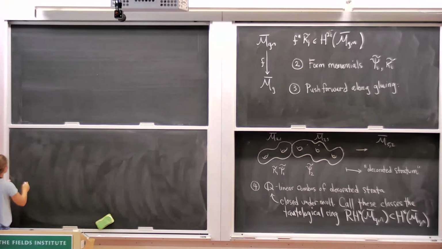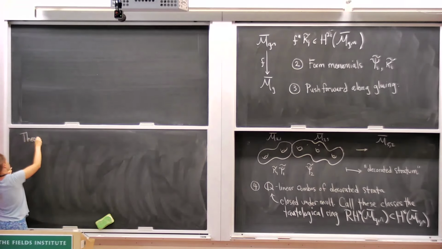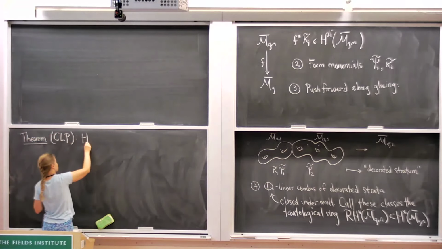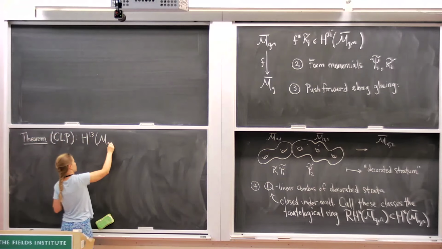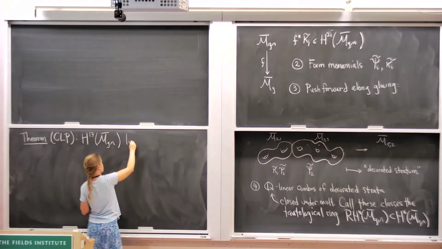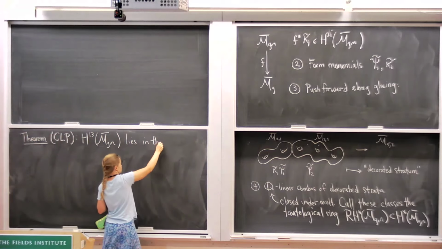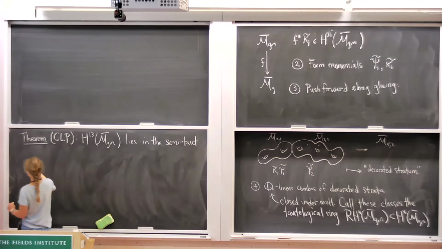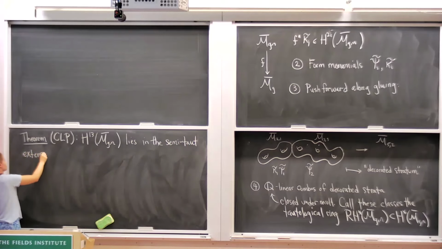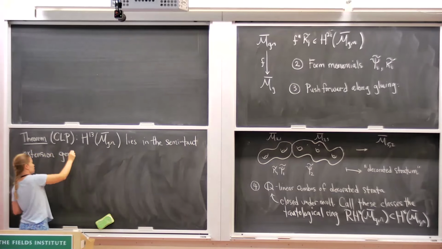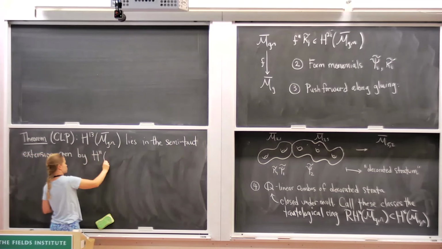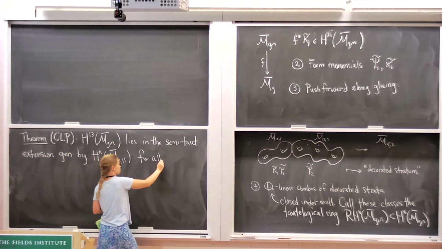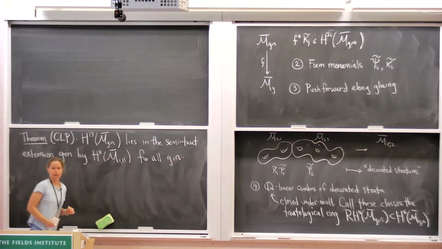So our theorem for degree 13 is that H^13 of M_{g,n} bar lies in the semi-tautological extension generated by H^11 of M_{1,11} bar. This is for all g and n.